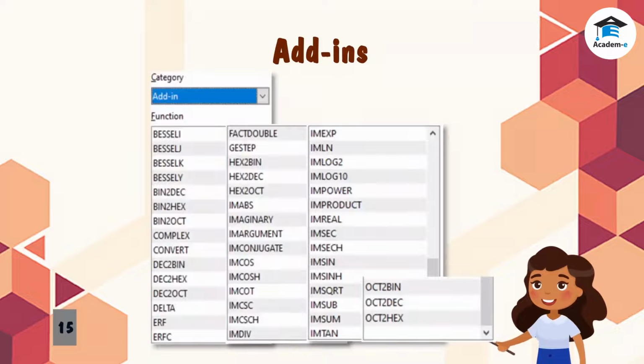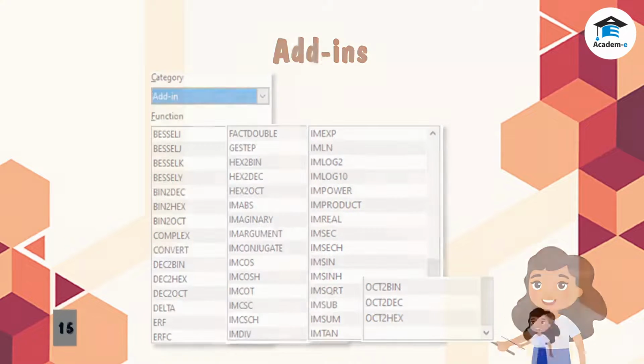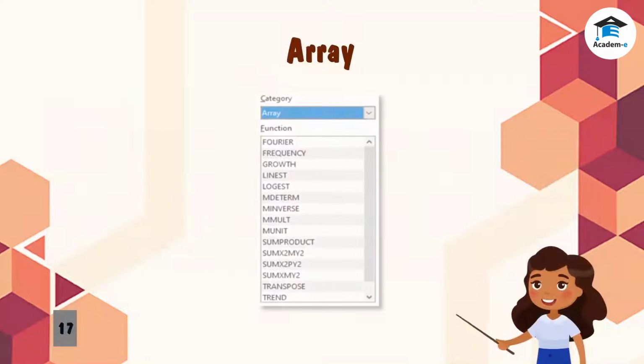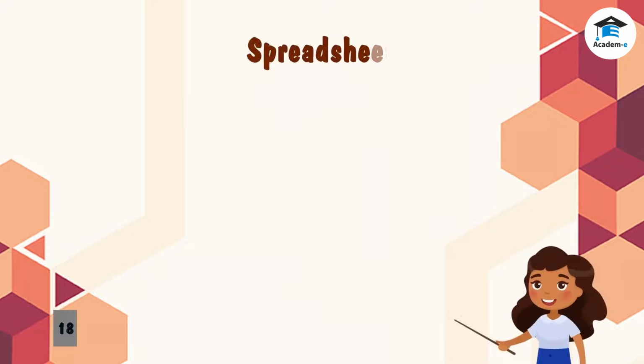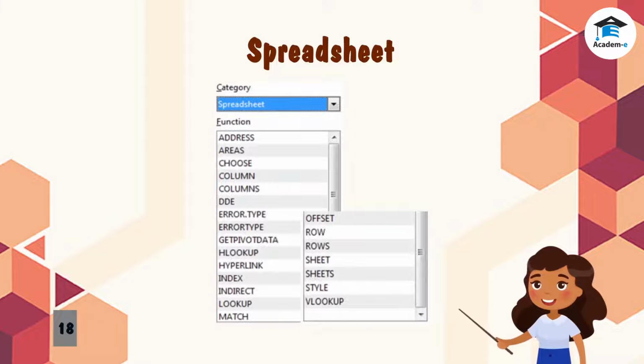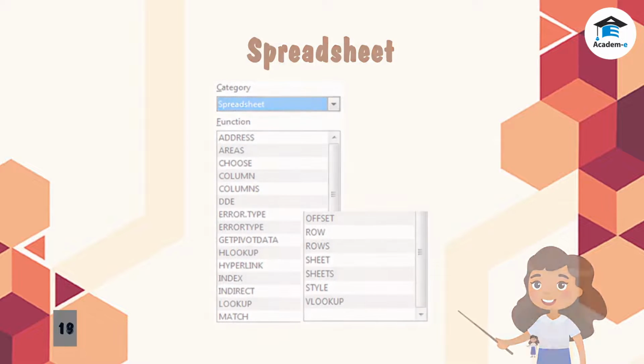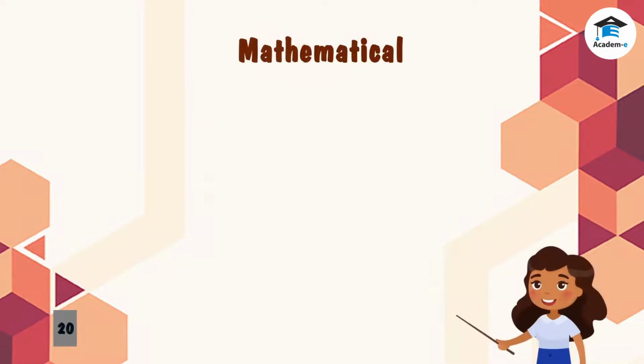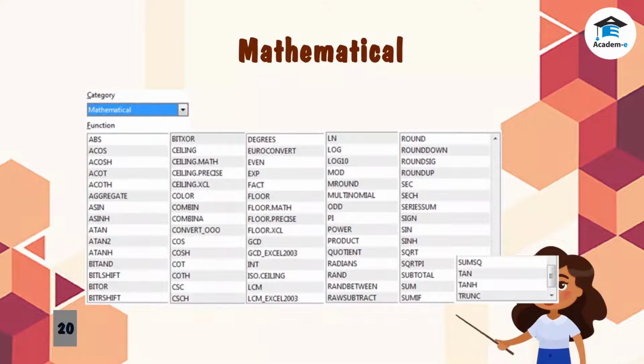Add-ins. The following describes and lists some of the available add-in functions. Statistical. This category contains the statistics functions. Array. This category contains the array functions. Spreadsheet. This section contains descriptions of the spreadsheet functions, together with an example. Text. This section contains descriptions of the text functions. Mathematical. This category contains the mathematical functions.